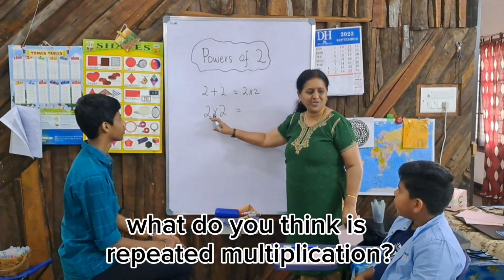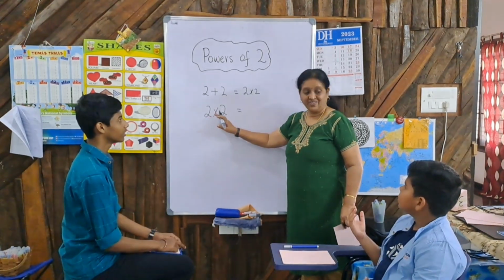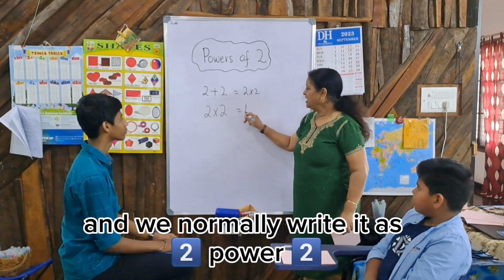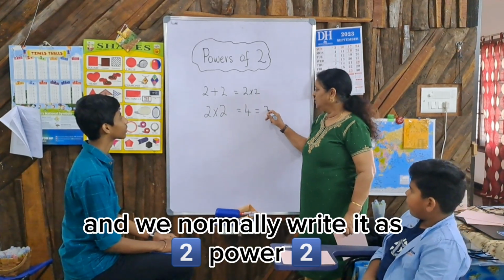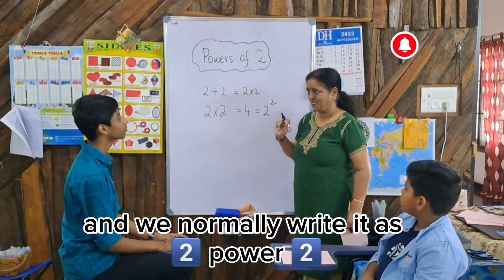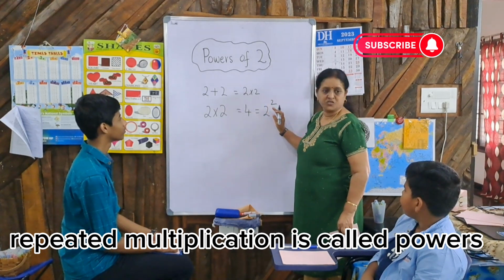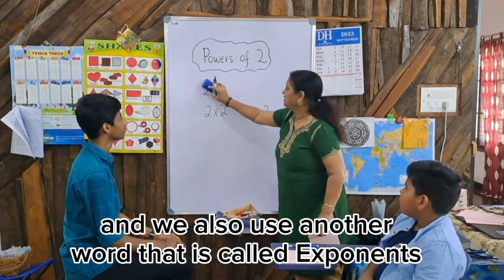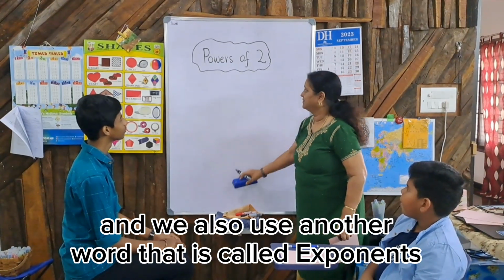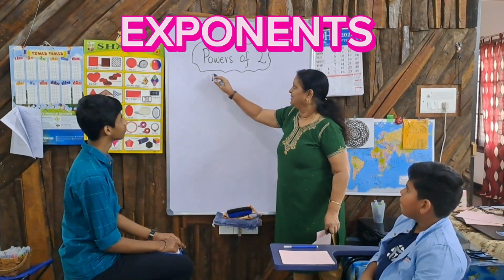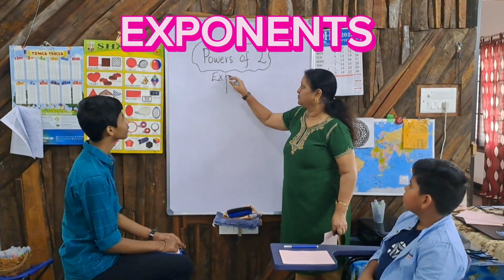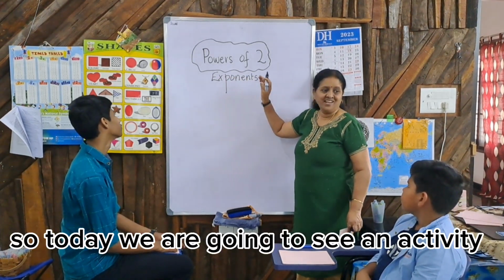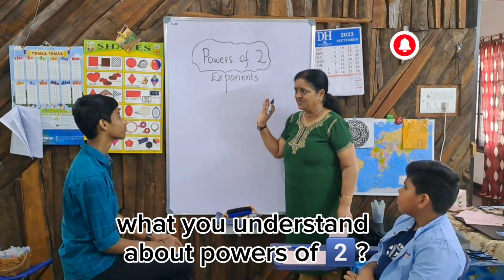What do you think is repeated multiplication? Repeat the same number. So what's 2 times 2? 4. And we normally write it as 2 power 2. Repeated multiplication is called powers, and we also use another word that is called exponents. Alright? That is called exponents. So today we are going to see an activity on what you understand by powers of 2.